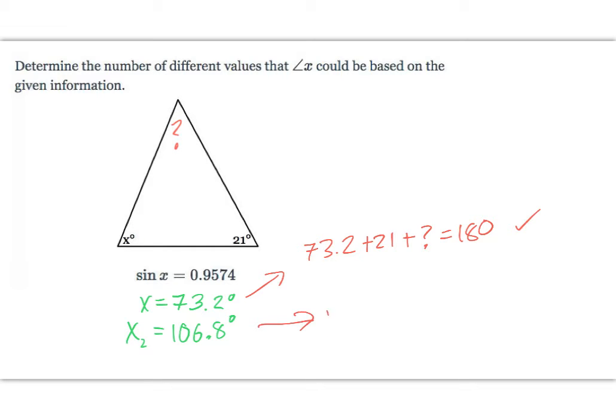Looking at the second one, we've got 106.8, we've got 21, and we've got a question mark, and we've got to add that up to 180. Again, this is going to work. This is going to be 127.8. There's stuff that I could add to that to get to 180. So there are two different triangles that would make this an okay fit, and that's what we're really looking for. We're not looking for what those triangles are, just the number of triangles we could get.